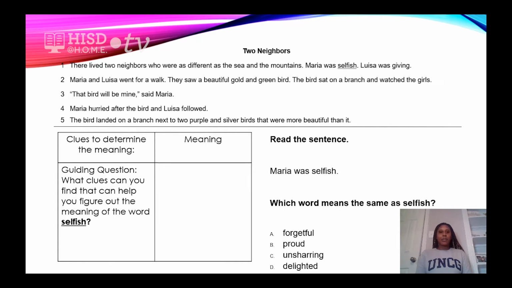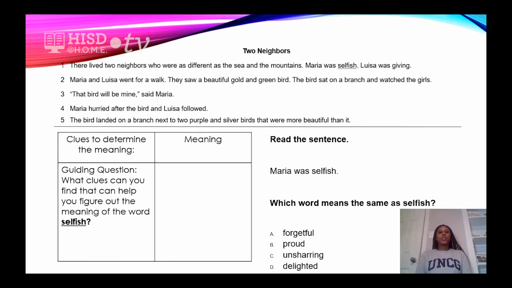2 neighbors. There lived 2 neighbors who were as different as the sea and the mountains. Maria was selfish, Lucia was giving. Maria and Lucia went for a walk. They saw a beautiful gold and green bird. The bird sat on a branch and watched the girls. That bird would be mine, said Maria. Maria hurried after the bird and Lucia followed. The bird landed on a branch next to 2 purple and silver birds that were more beautiful than it.